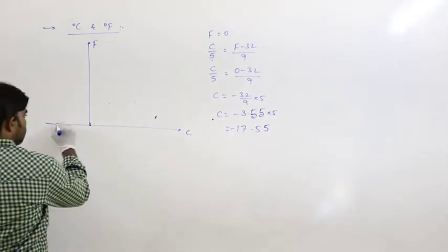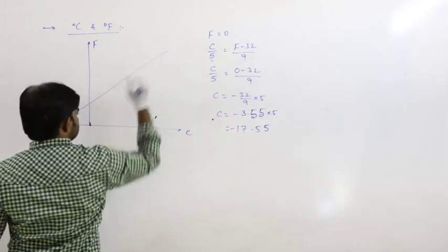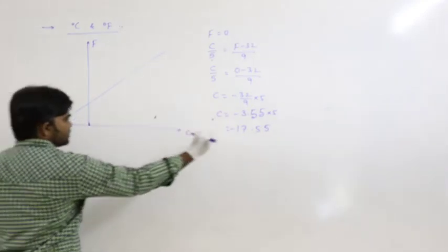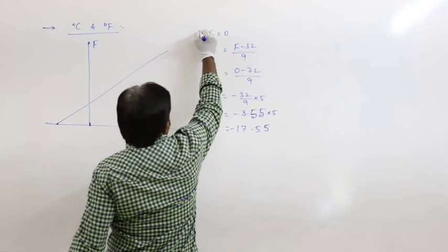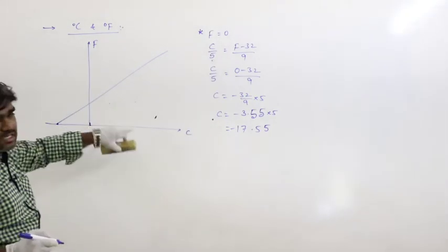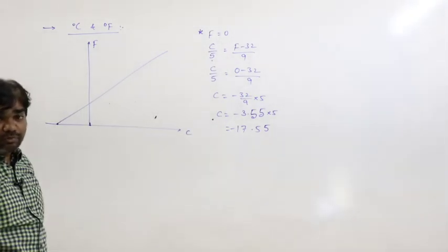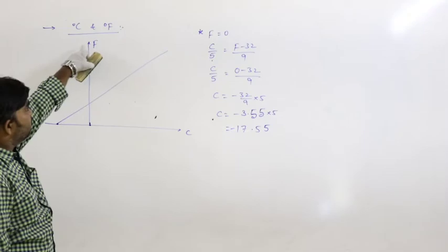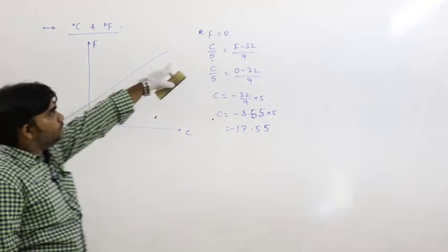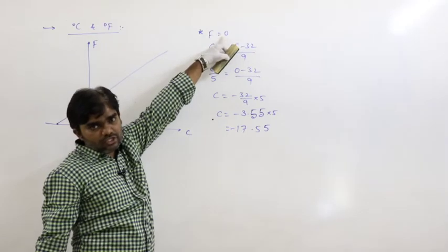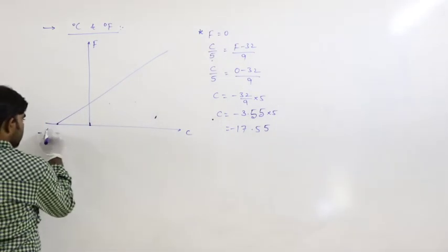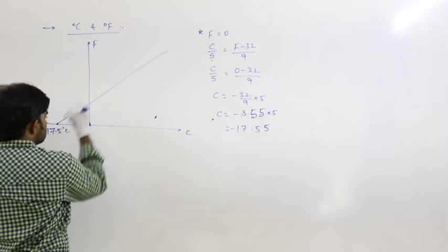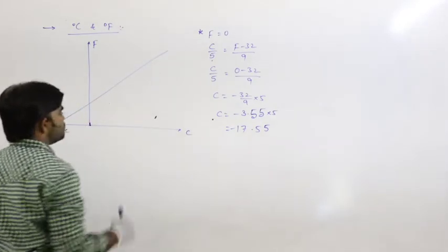So the possible graph starts from this position. This is the shape of the graph. We are drawing the graph between Celsius and Fahrenheit thermometers. Celsius is taken along the x-axis and Fahrenheit along the y-axis. So the y component is 0, Fahrenheit is 0. What is the Celsius value? Minus 17.5 degrees Celsius. And if the temperature increases, this value also increases, and this is the shape of the graph.